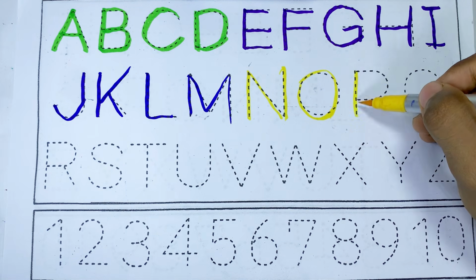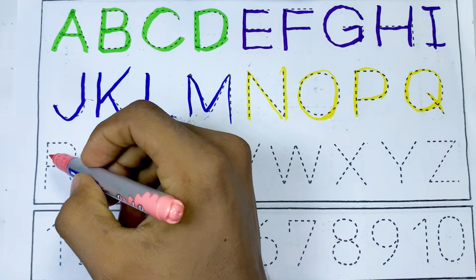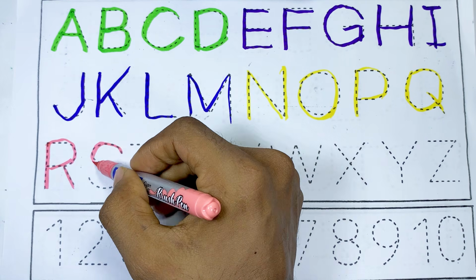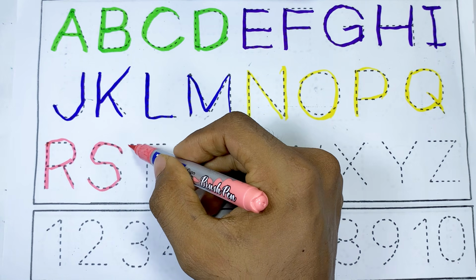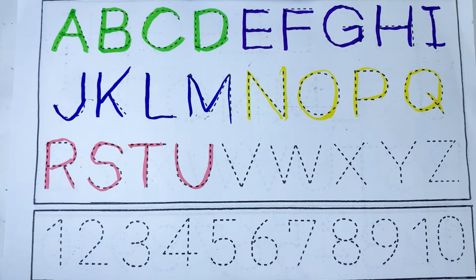O for orange. P for parrot. Q for queen. Kids, now you draw R. R for rose. S for sun. T for teacher. U for umbrella.